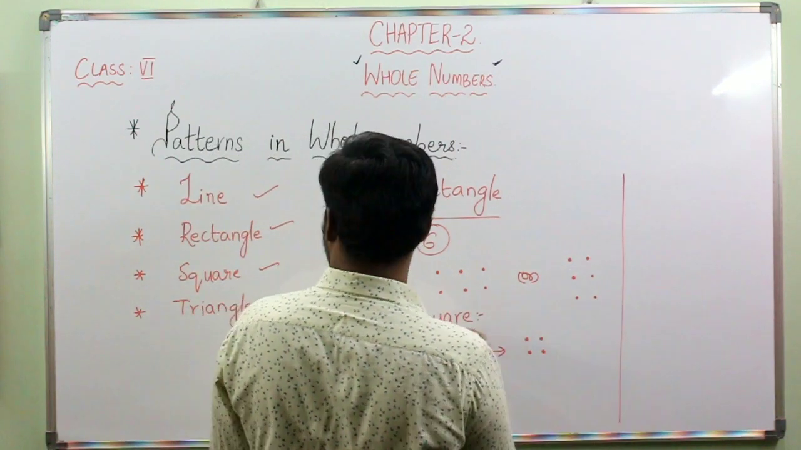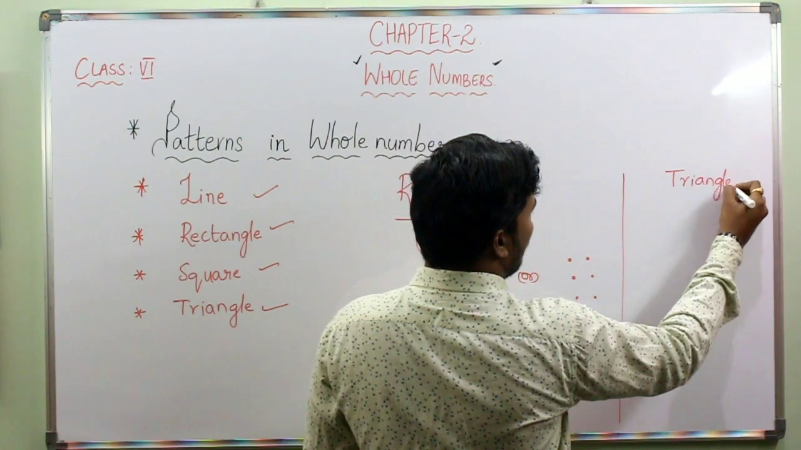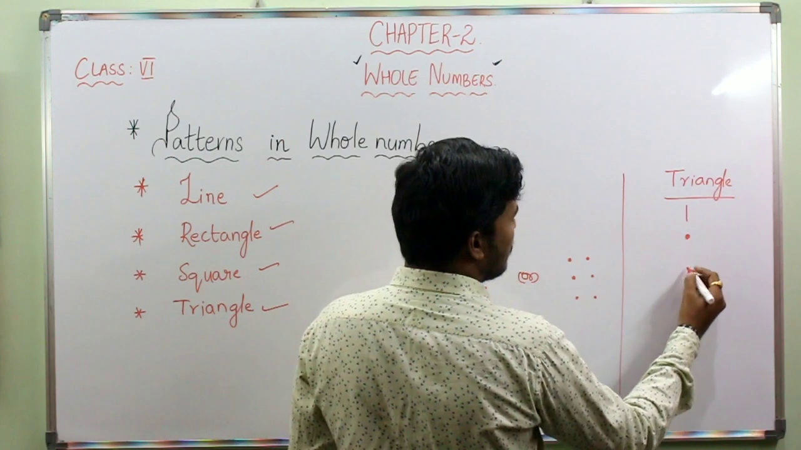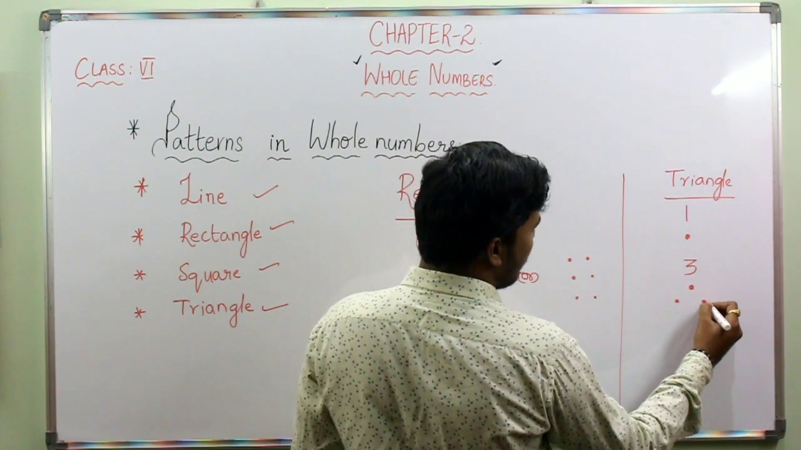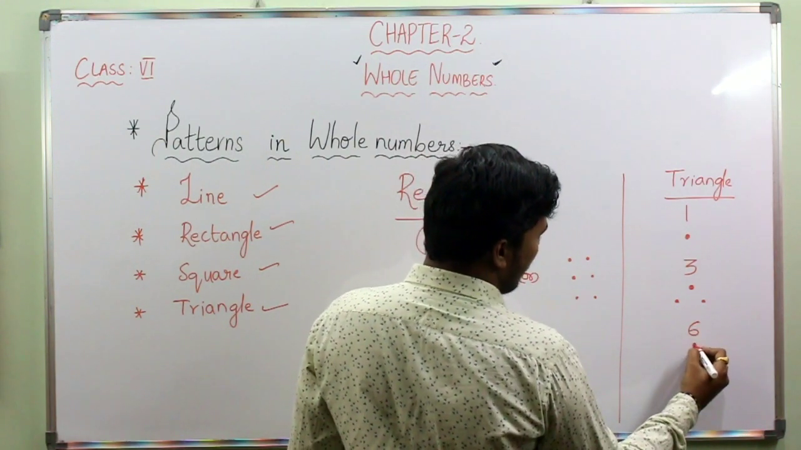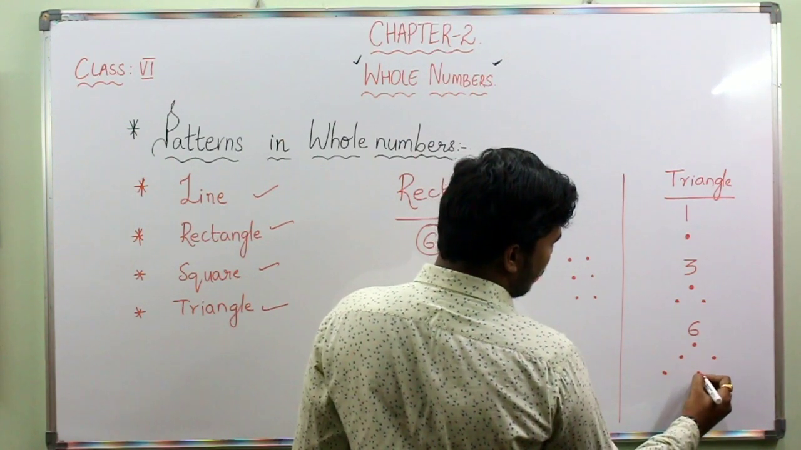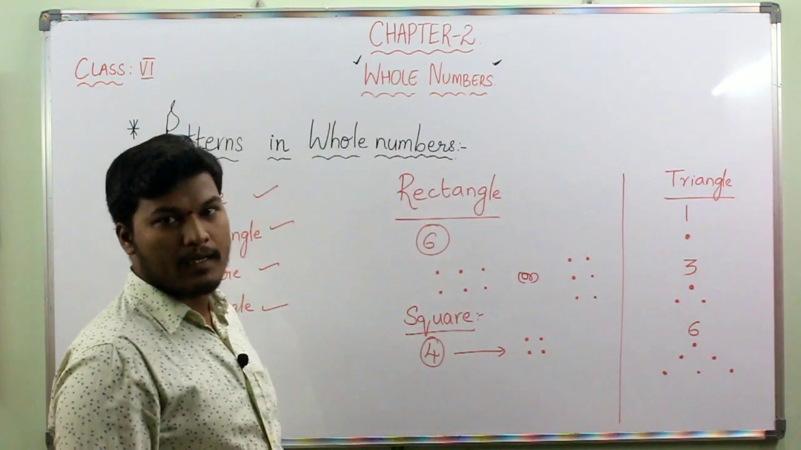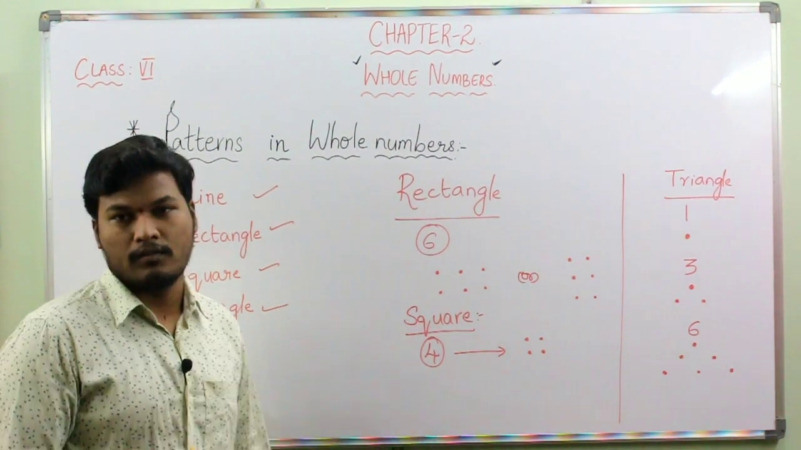The next one is a triangle. Suppose I want to represent 1, I will represent it with a single dot. Suppose I want to represent 3, then I will use 1 and then these 2 here. So it is forming a triangle. If I want to represent 6, 1, 2, 3, 4, 5, 6. Like this, in the form of a triangle we are representing the number. These are called patterns. These are the patterns on whole numbers.